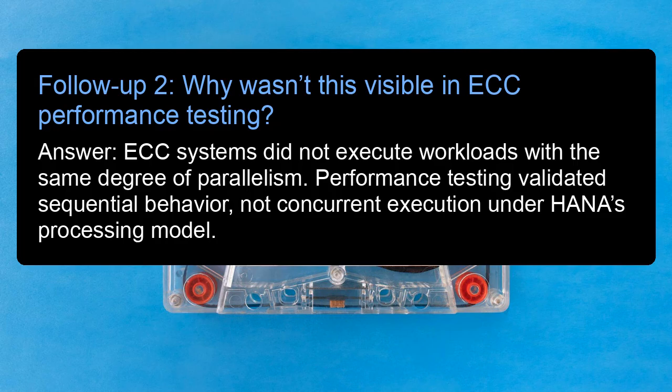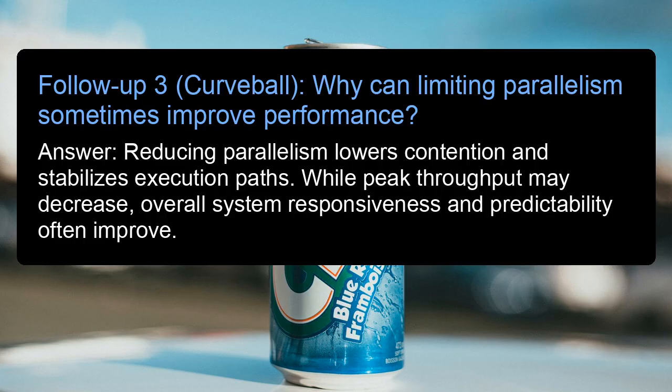Follow-up 2. Why wasn't this visible in ECC performance testing? Answer: ECC systems did not execute workloads with the same degree of parallelism. Performance testing validated sequential behavior, not concurrent execution under HANA's processing model. Follow-up 3. Curveball. Why can limiting parallelism sometimes improve performance? Answer: reducing parallelism lowers contention and stabilizes execution paths.